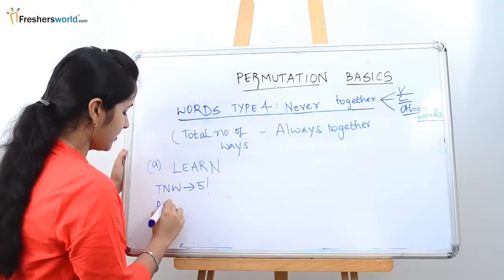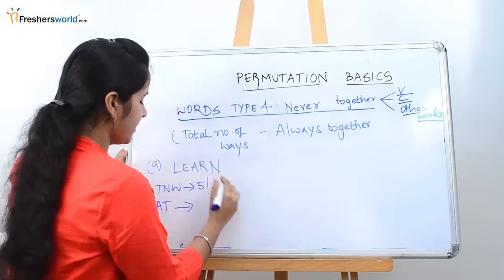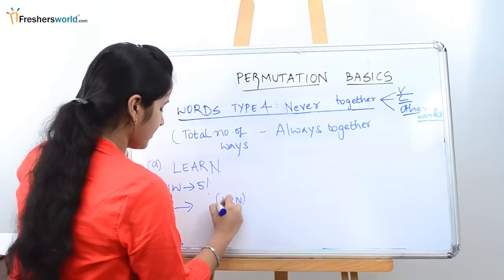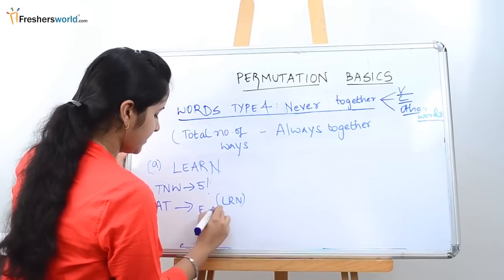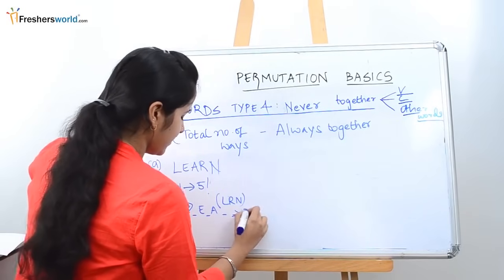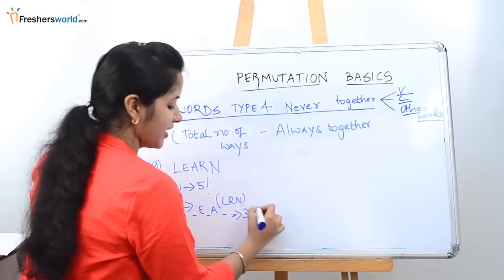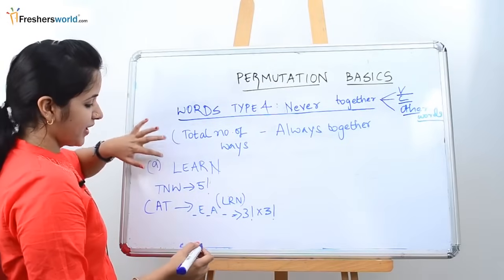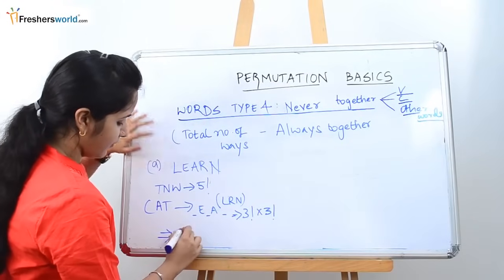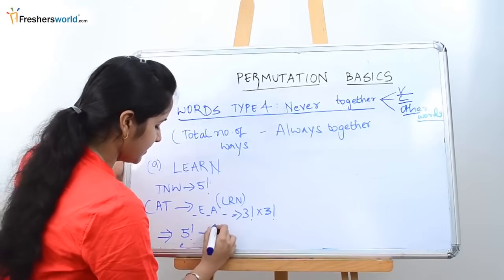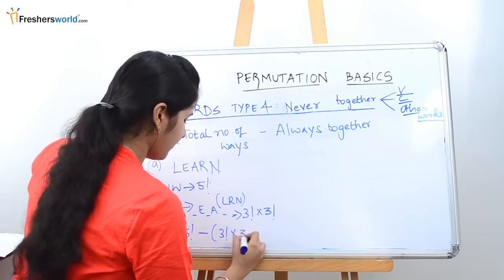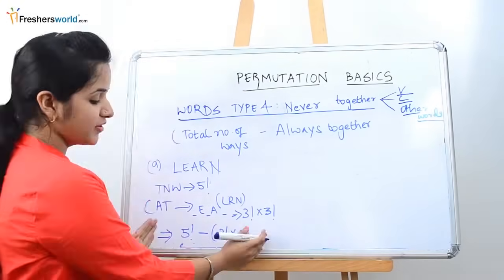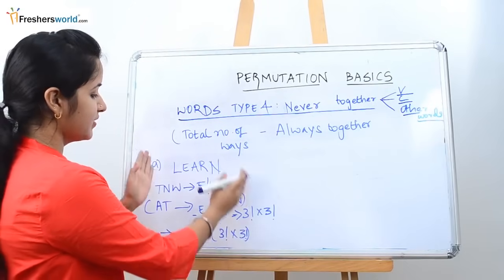Now always together, which is nothing but L, R, N together. E, A we will write here. What are the places we have? 3 factorial. L, R, N can be arranged in 3 factorial ways. So the consonants never together for the word learn is nothing but 5 factorial minus 3 factorial into 3 factorial. Once you solve this, you will get the answer for the word learn.